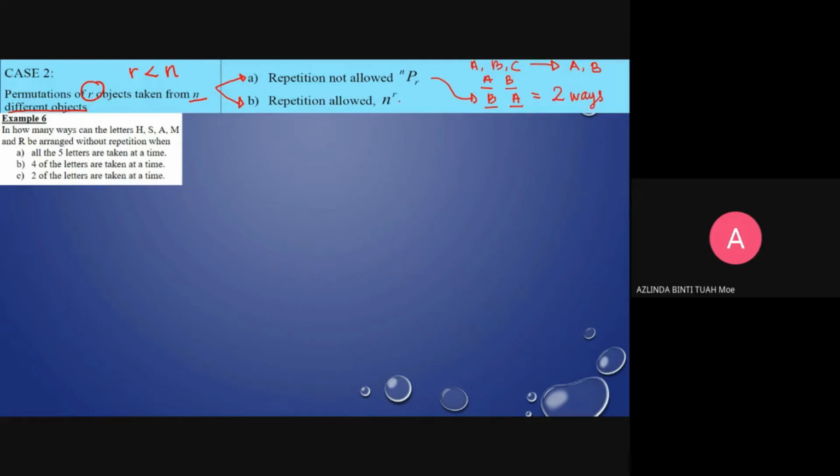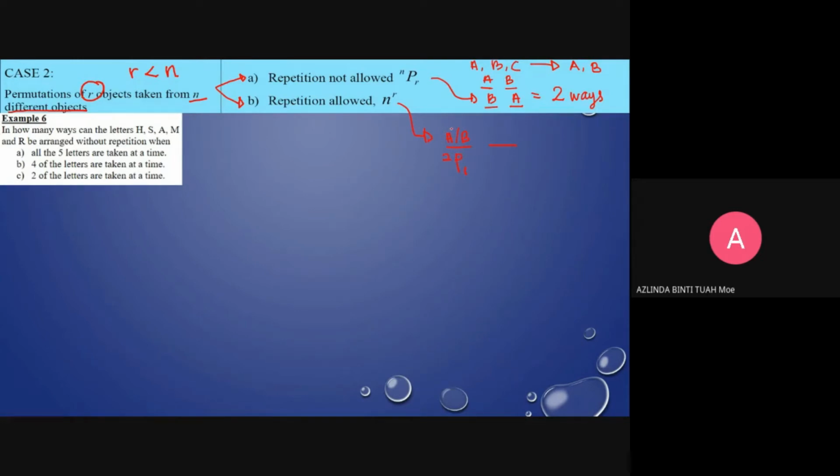Okay, apa perbezaan dia dengan repetition is allowed? Repetition is allowed means I can put A or B here. Okay, two choices to be placed in one place. 2 choices to be arranged in one place.